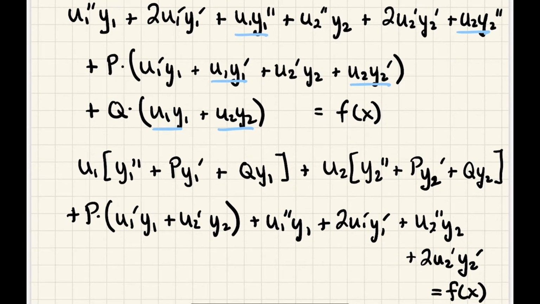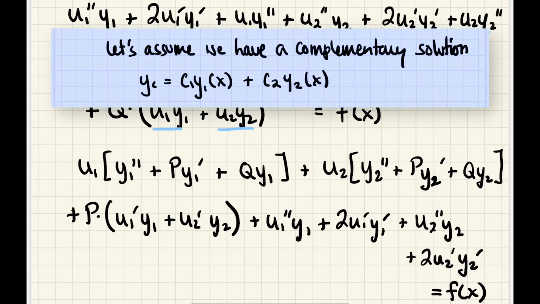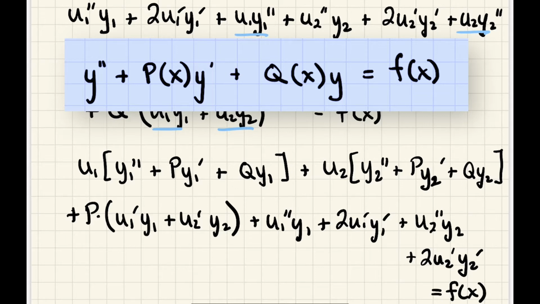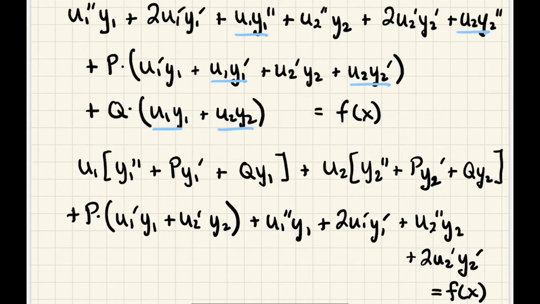The first bit of magic is going to happen right now. Remember, y1 and y2 are fundamental solutions to the associated homogeneous linear differential equation, which means that when we substitute y1 into the original differential equation, well, that's a solution to the homogeneous version, so that means that the right-hand side will give you 0. So that means that this entire expression here is equal to 0, and this entire expression here is equal to 0.